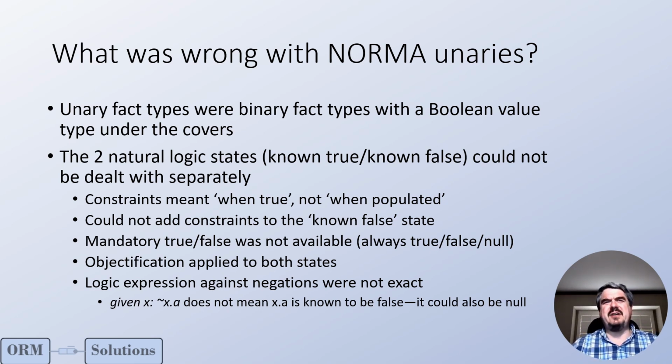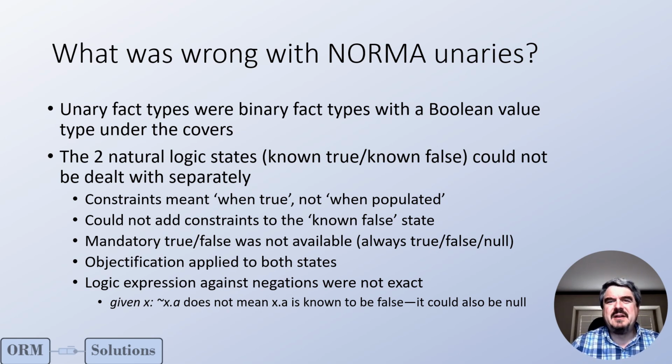The logical expressions also caused a lot of problems when you get into the derivation rules and other things that you'll mostly be exposed to in NORMA Pro. So given an x and not x dot a, meaning not the unary a on an x object, doesn't mean that it's known to be false. It could also be null, because not x dot a means not true. You have two other available states, false and null. So not x dot a doesn't mean it's exactly false. So you can't actually say in the old system that this value is known and explicitly recorded as being false.